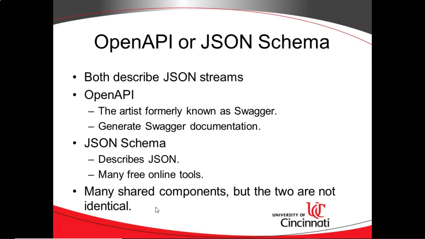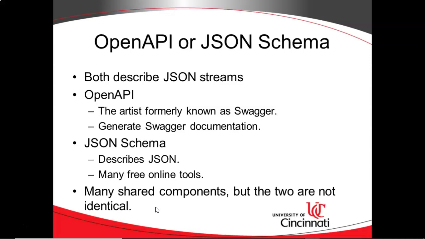OpenAPI used to be known as Swagger, or Swagger documentation. Swagger still exists, by the way, but OpenAPI is what specifically describes JSON for Swagger. And it's what you can use to generate Swagger documentation. JSON schema, on the other hand, also describes JSON, but I found a lot of free online tools for JSON schema, and that's what the focus of this video is.